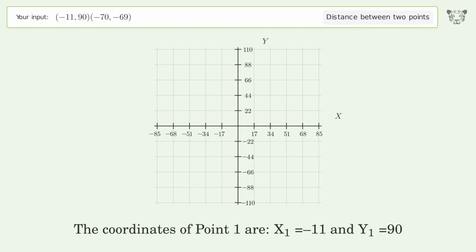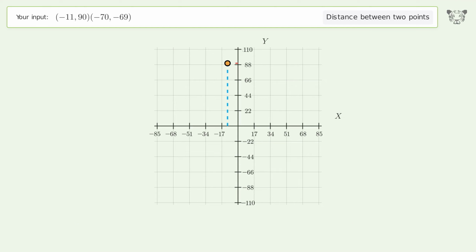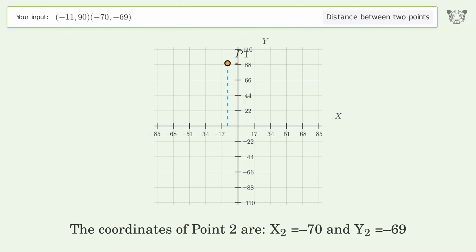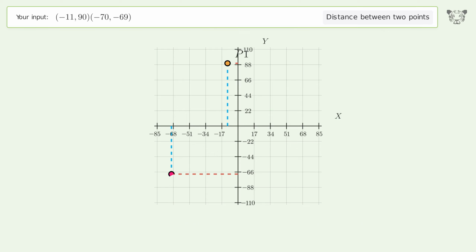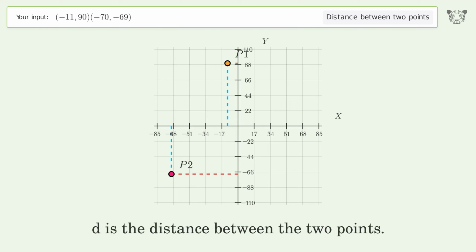The coordinates of point 1 are, x1 equals -11 and y1 equals 90. The coordinates of point 2 are, x2 equals -70 and y2 equals -69. D is the distance between the 2 points.